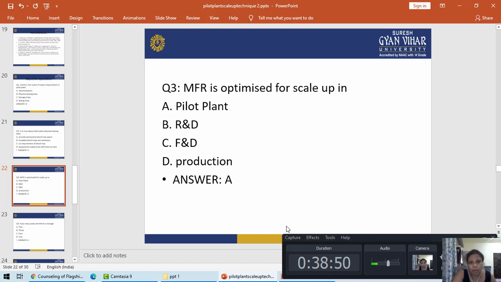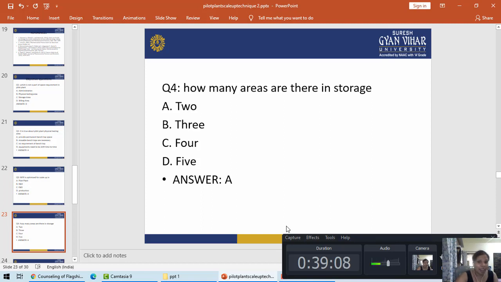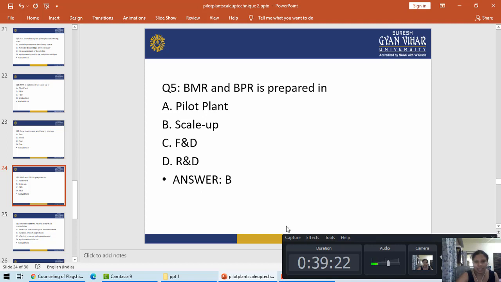Next: MFR is optimized for scale up in pilot plant, R&D, F&D or production. Pilot plant is the right answer. MFR, master formula record, we have also discussed in our last video, right? Now, how many areas are there in storage? 2, 3, 4 or 5. There are 2 areas: one is the unapproved area, the second is the approved area. Next, BMR and BPR are prepared in pilot plant, scale up, F&D or R&D. It's scale up, and in pilot plant MFR is prepared.